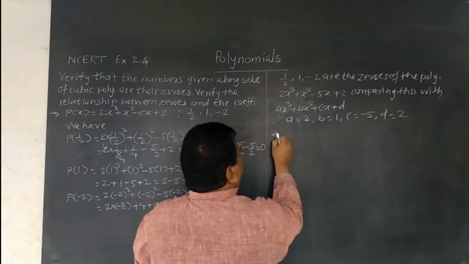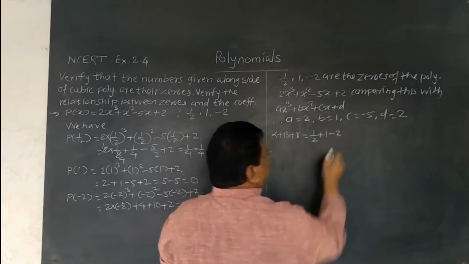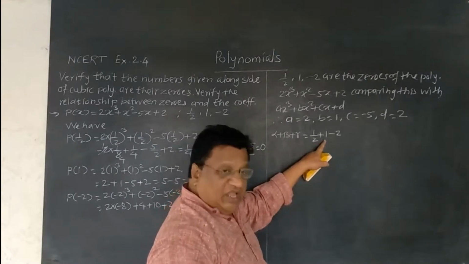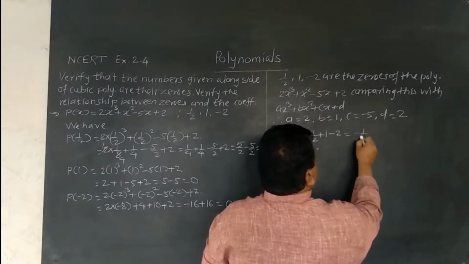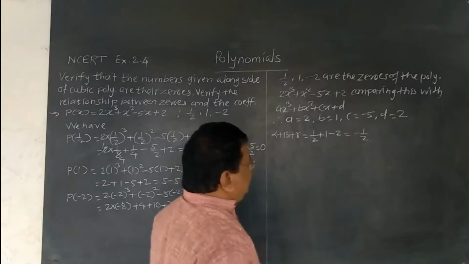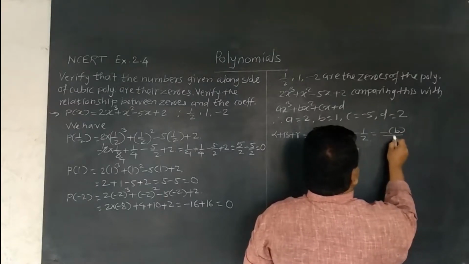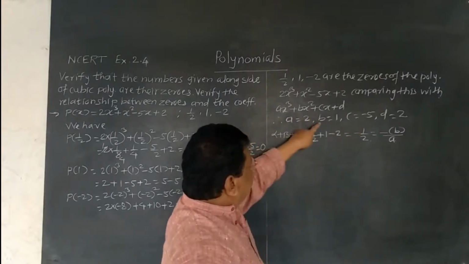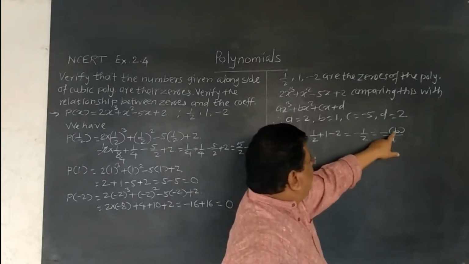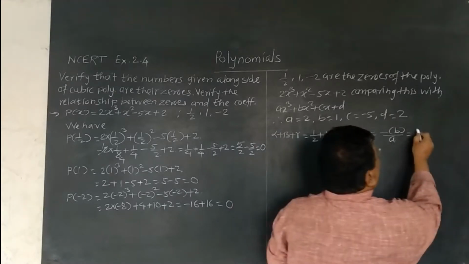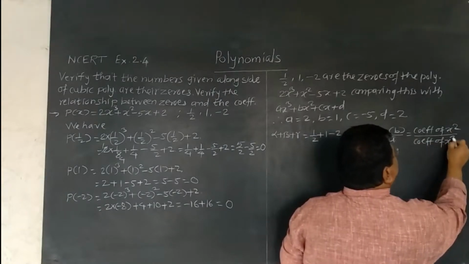Now, first, alpha plus beta plus gamma, that is 1 half plus 1 minus 2. 1 half plus 1 means 3 upon 2, minus 2, that is equal to minus 1 half. Now minus 1 half is nothing but minus b upon a. 1, that is b. 2, that is a. Minus b upon a means what? Coefficient of x square upon coefficient of x cube, with a minus sign.